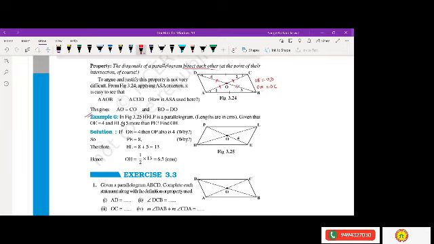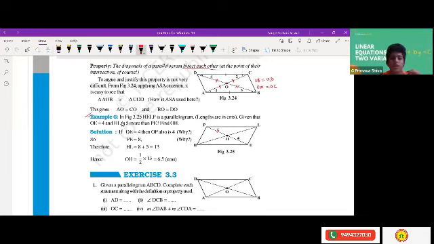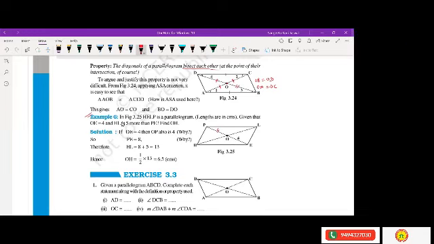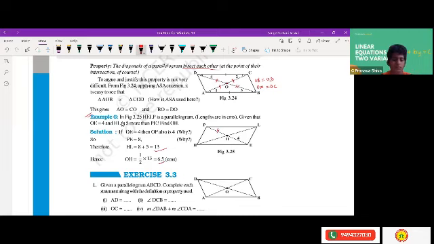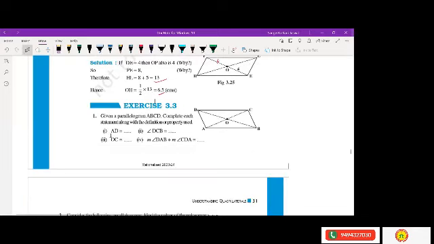So if OE is 4, that means OP will also be 4. And HL is 5 more than 8. So that means 8 plus 5 will be 13. Now you have to find OH. So if HL is 13, that means half of HL is OH. So that's 6.5. Understood this example?